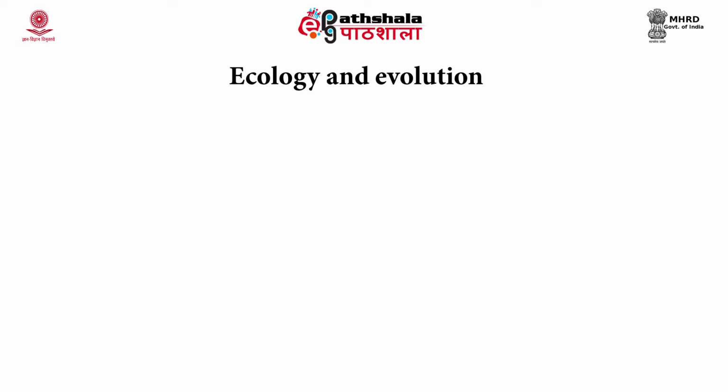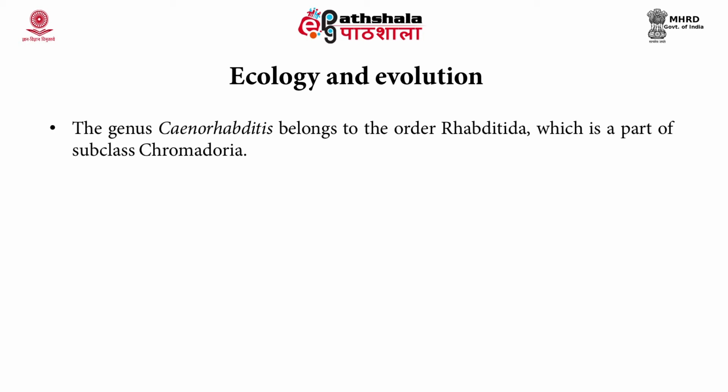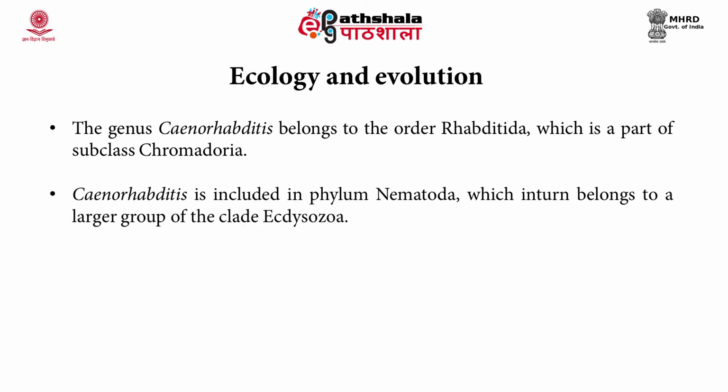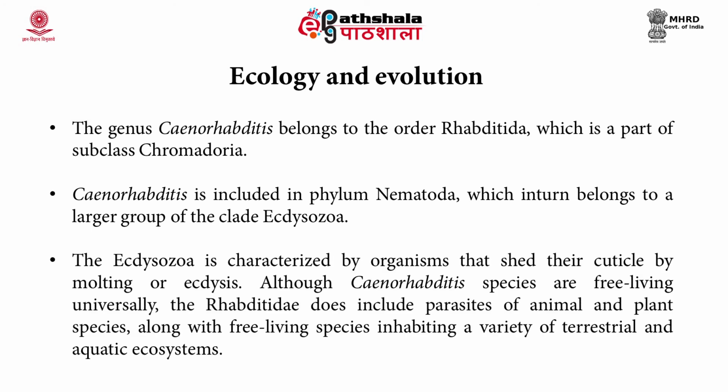Proceeding to the ecology and evolution of C. elegans. The genus Caenorhabditis belongs to the order Rhabditida, which is a part of the class Chromadorea. Caenorhabditis is included in the phylum Nematoda, which in turn belongs to a larger group, the clade Ecdysozoa. The Ecdysozoa is characterized by organisms that shed their cuticle by molting or ecdysis.